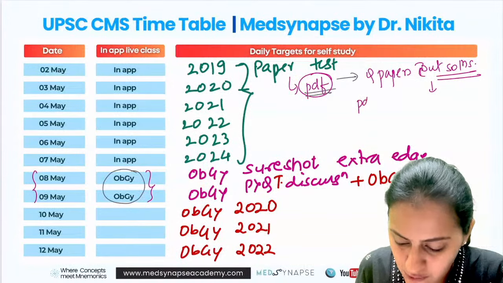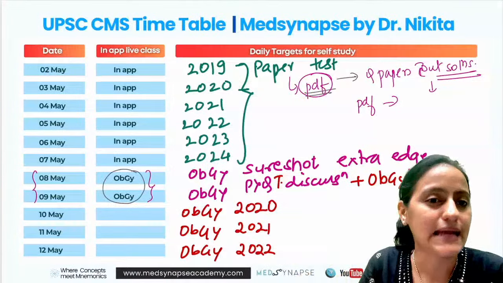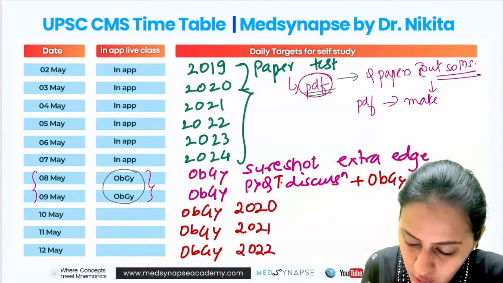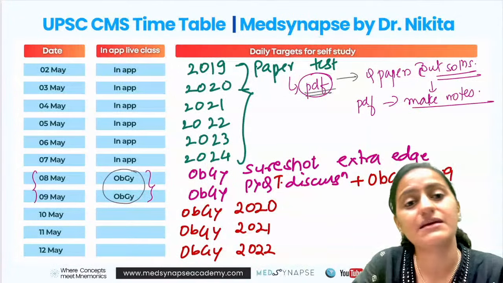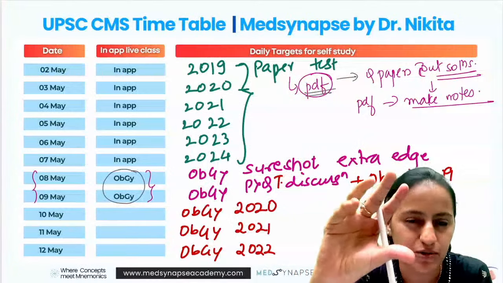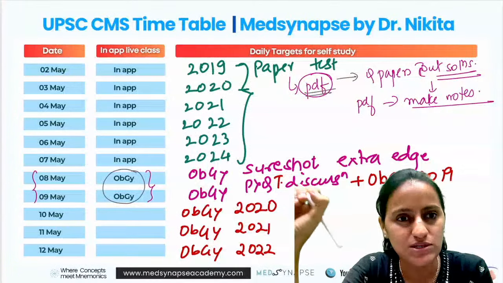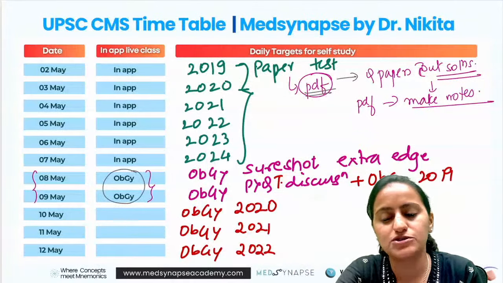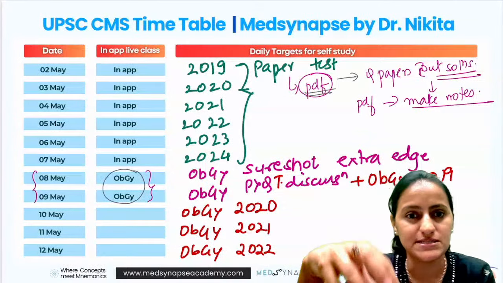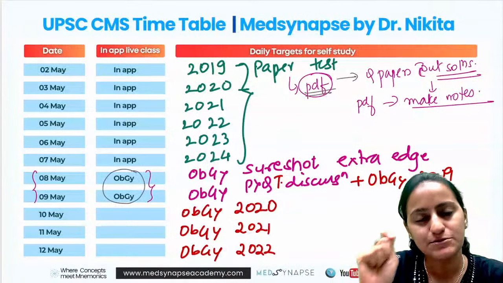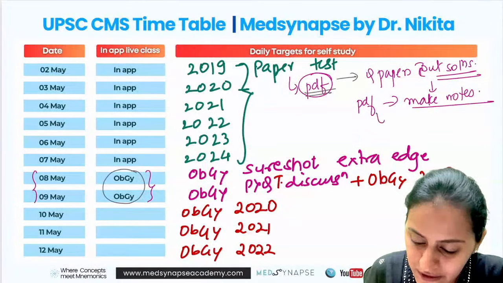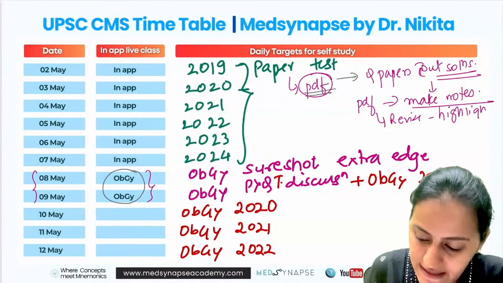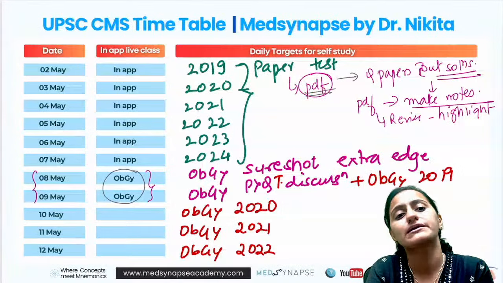You can download the PDF on your device, take a printout, and when you are reading the solution, make notes out of it. Very, very important: when you are reviewing the solution, make notes, and then immediately revise. Once you have made the notes of the first paper, 120 questions, after that immediately revise. While revising, you make notes, you revise, and you highlight the important areas.